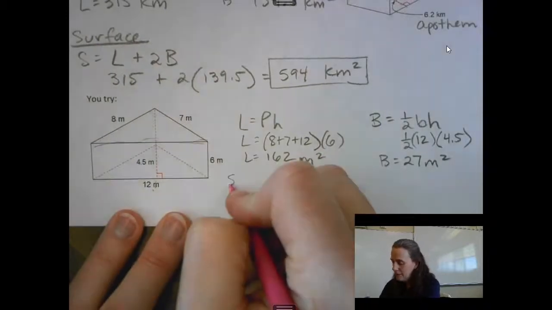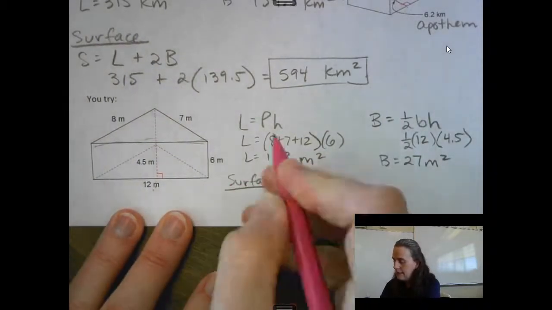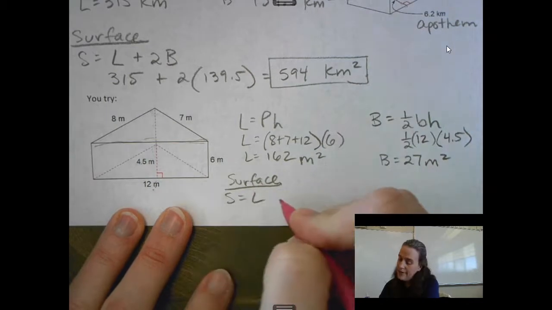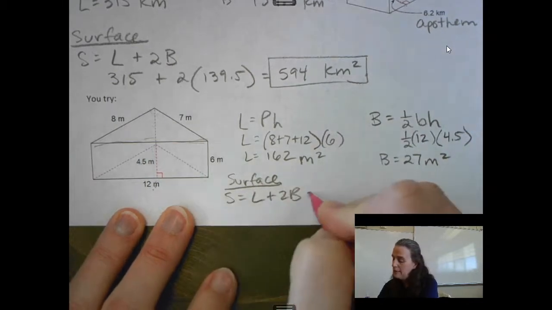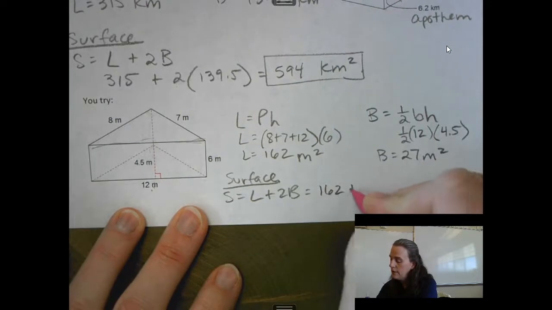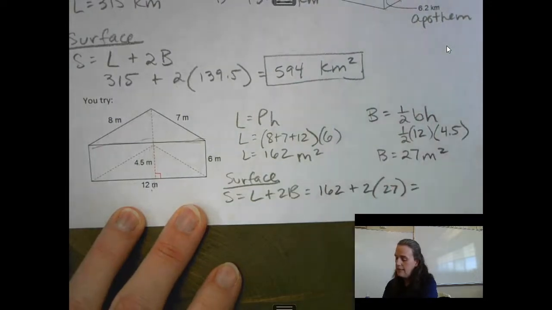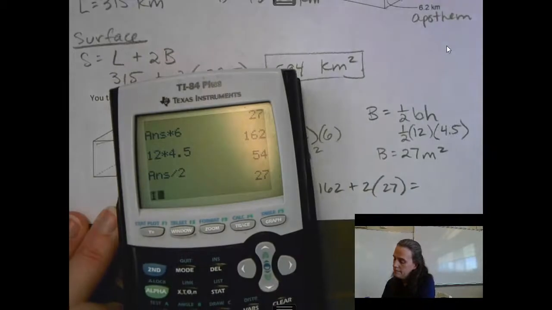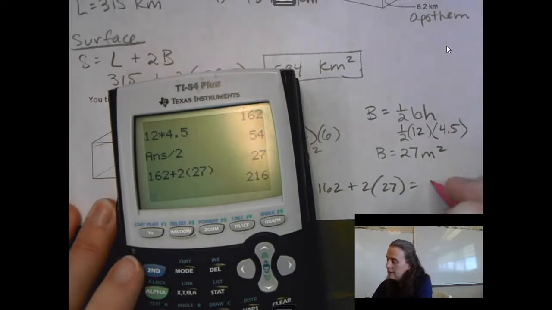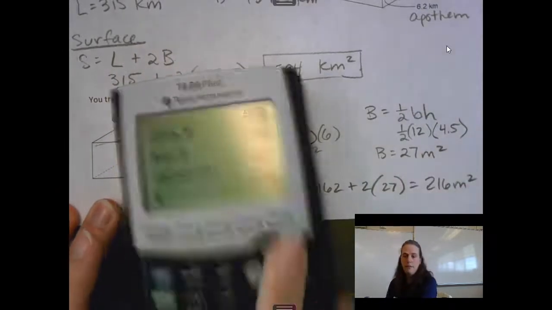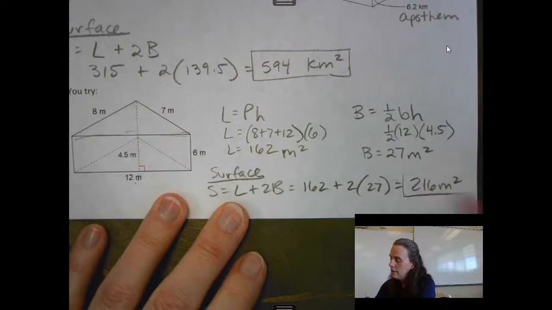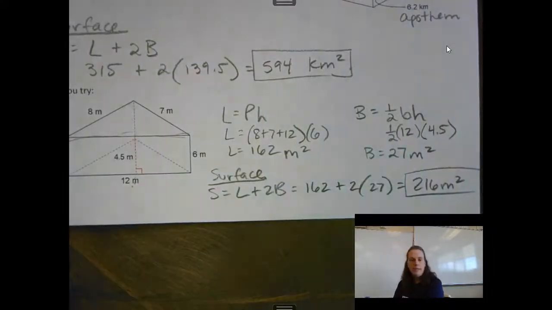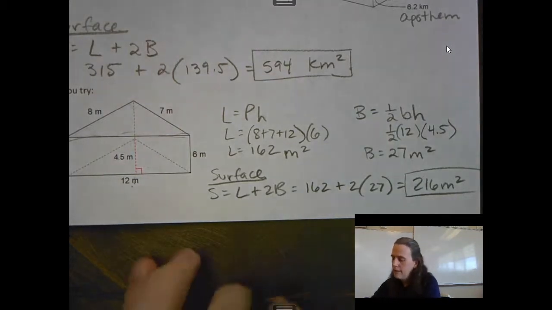Okay, then we'll put it together. Surface area is lateral area plus 2 bases. So 162 plus 2 times 27. 216 meters squared. We got it. Woohoo! Okay, if you need to go back and check through there, if you made a mistake, check back and see what part you missed. And then let's turn over.